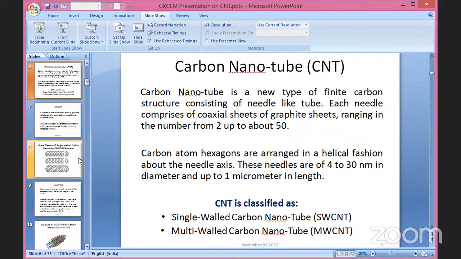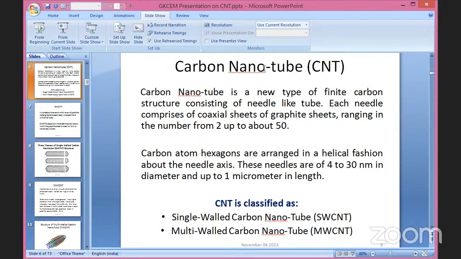So our drawing is showing a sketch of the typical structure of this carbon nanotube. It is a hollow cylindrical structure, but it is not a plain hollow cylinder. On the cylindrical surface you have hexagonal arrangements, a lot of holes are there, and ultimately this particular structure helps to achieve some typical properties.